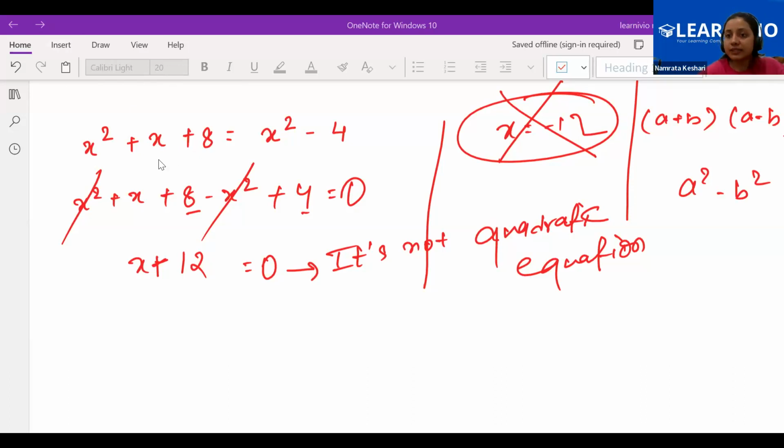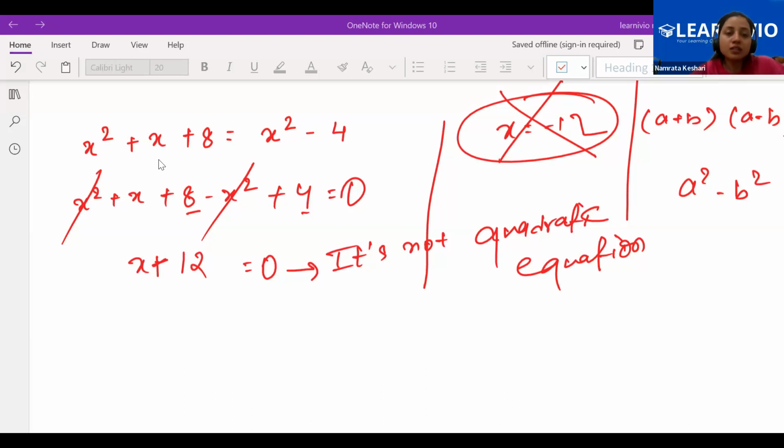Okay. So is it clear to everyone? Is it clear? Yes, Noah, Aisha. Is it clear what exactly we are doing over here? We are checking whether the given equation is quadratic or not. Are we trying to find the value of x?